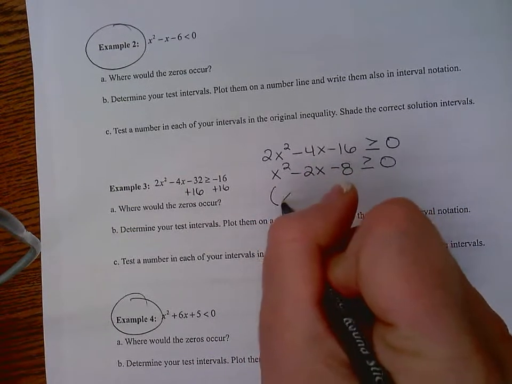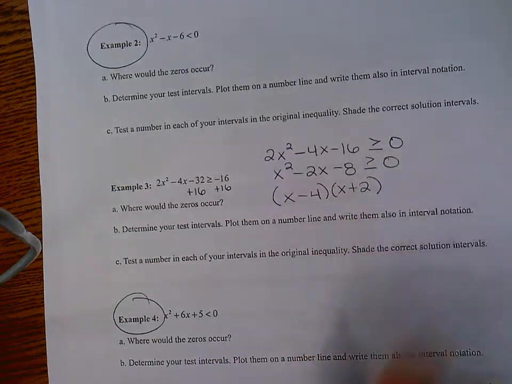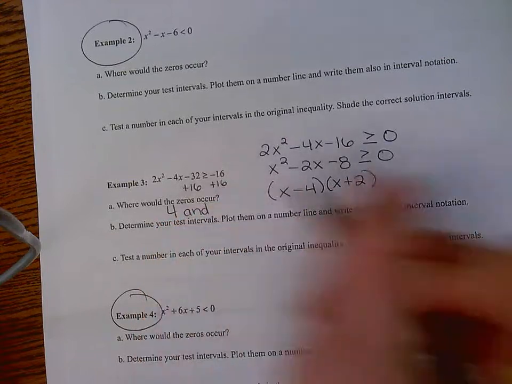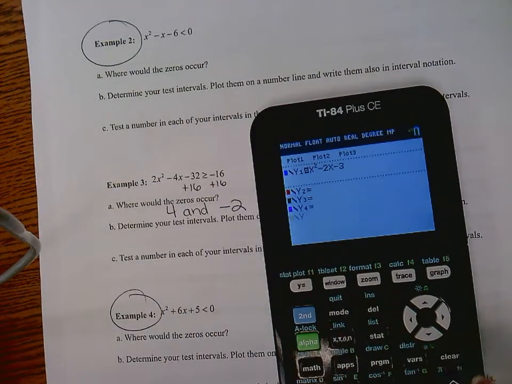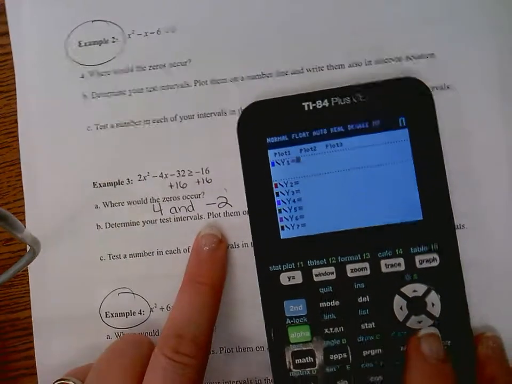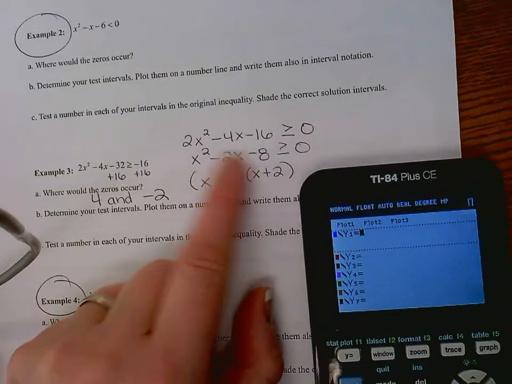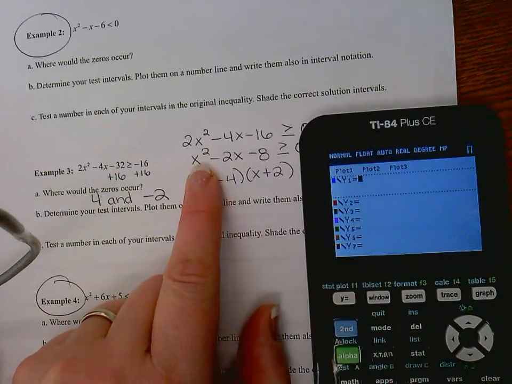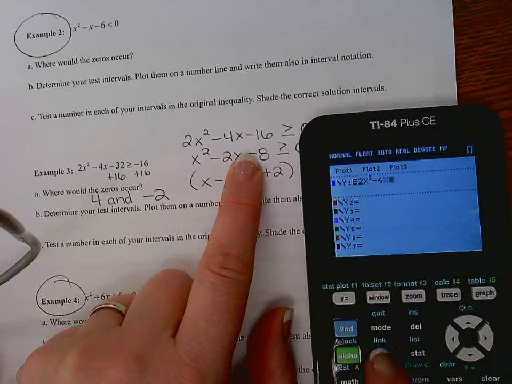I'm going to factor: x minus 4 times x plus 2. So my x-intercepts are at 4 and at -2. Let me show you how to do this graphically, since you've got a graphing calculator, so you don't have to go through all the steps of plugging it in. Basically, you're going to want to plug in this original function when it's greater than or equal to 0. So y equals 2x squared minus 4x minus 16.